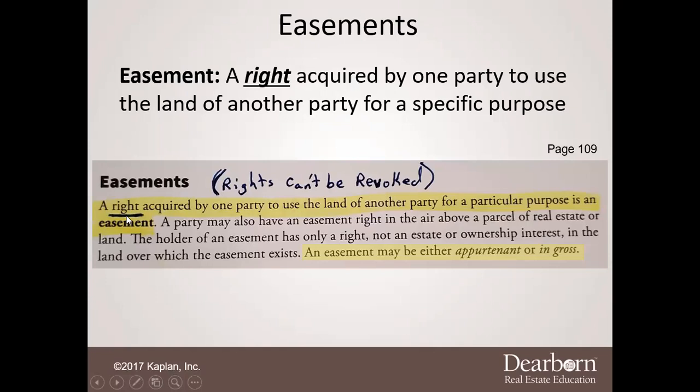Now keep in mind, an easement is a right. Rights can't be revoked. Nobody can take your rights from you. Once it's established you have rights, nobody can take your rights. They're your rights. You can give up your rights, but nobody can take them from you. You have the right to remain silent. And if you give up that right, so they're your rights. Nobody can take them from you, but you can give them up. All right.